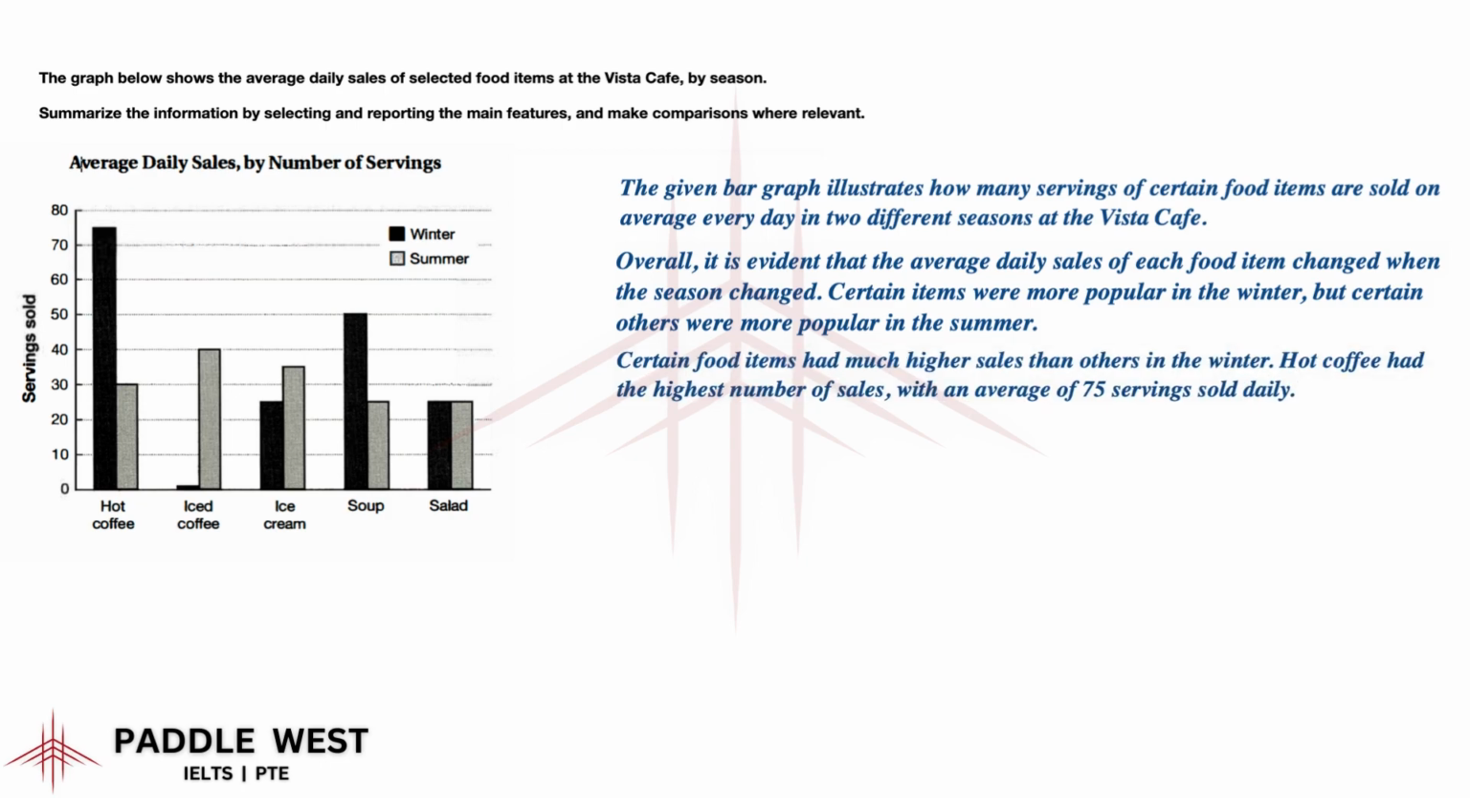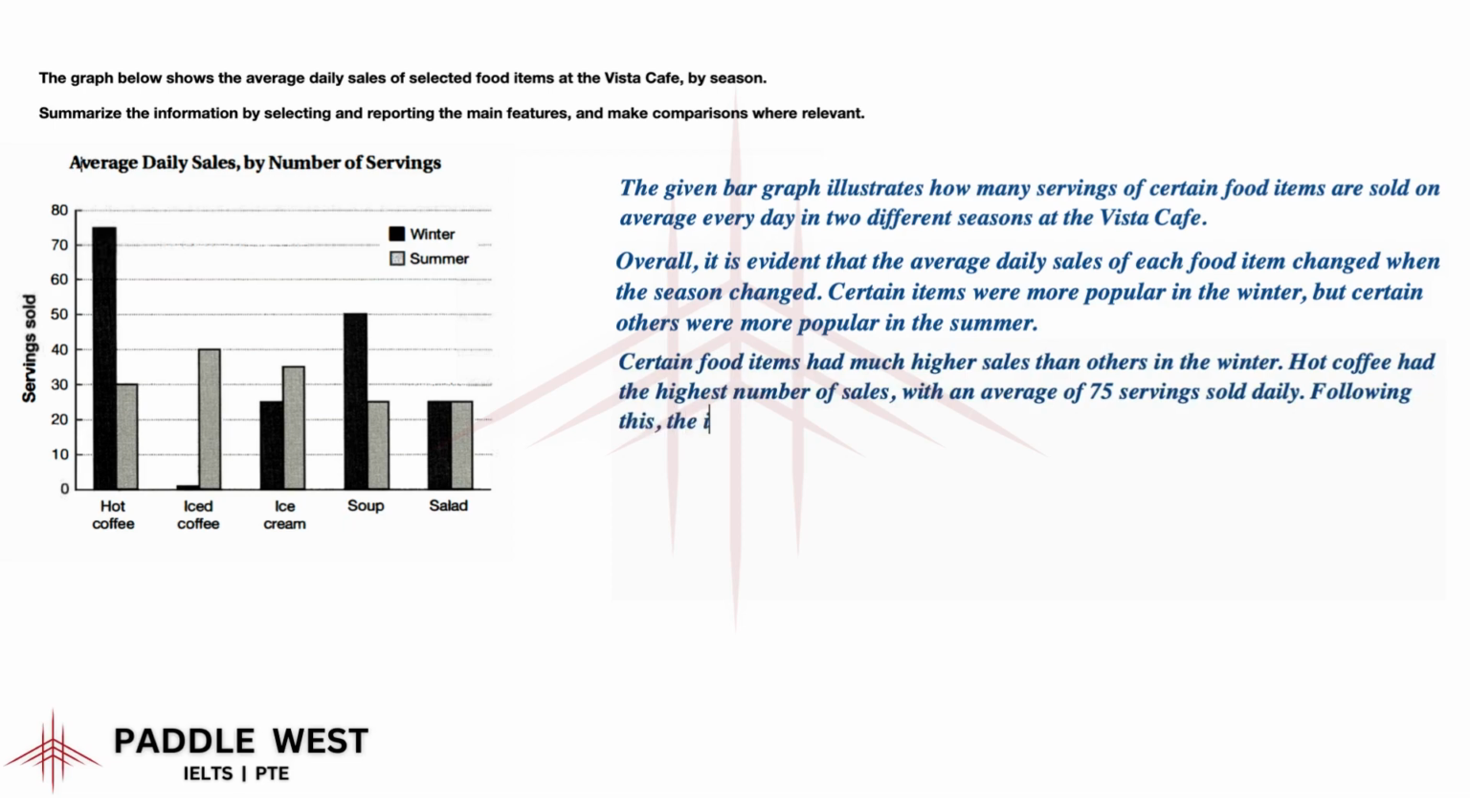After this, we would provide data for the second highest, that is, soup. We will use a connector while starting this sentence. The sentence will be, following this, the item with the second highest number of sales was soup, with an average of 50 servings sold daily.